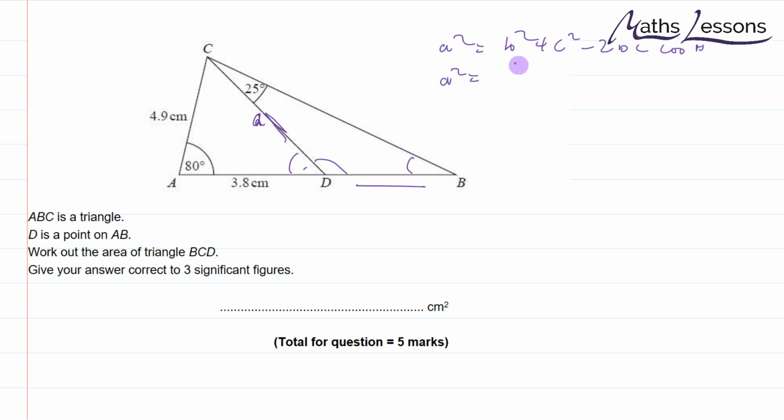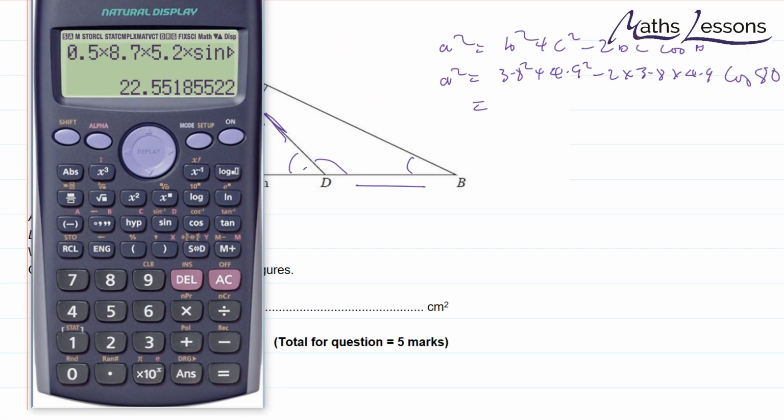So A squared will equal 3.8 squared plus 4.9 squared minus 2 times 3.8 times 4.9, and then I'm going to times that by cos of 80. So let's type that all into our calculator. I'm going to get 3.8 squared plus 4.9 squared, then minus 2 times 3.8 times 4.9 times cos of 80. And that gives me 31.98.